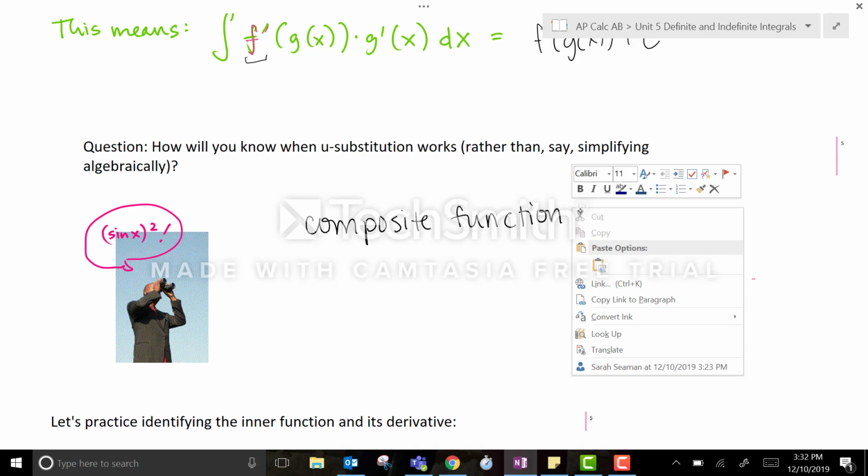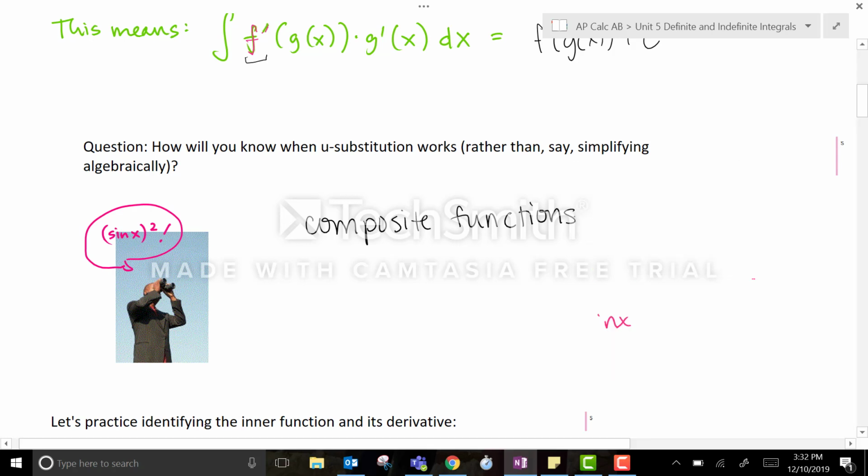What I mean when I say composite functions is that you have a function inside of a function. In this scenario, if I were given f of g of x, my f of x would be x squared, or stuff squared, and my g of x is that stuff being squared, which would be sine of x.